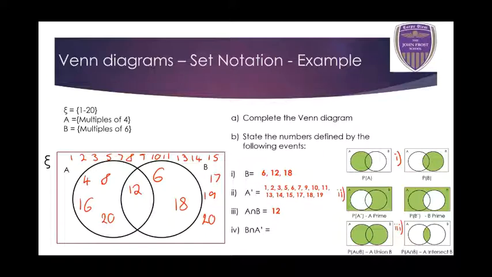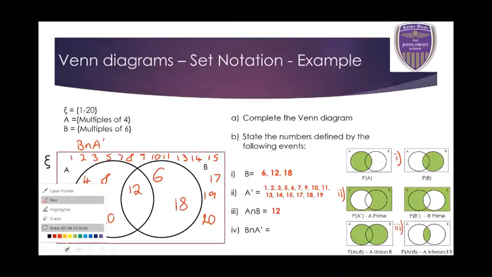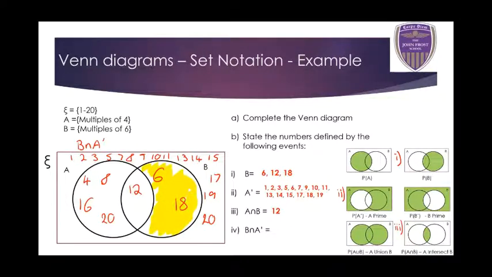And for part 4, again, this is one of those tricky ones. So let's describe now. So we've got B intercept A prime. So we're looking for B and not A. So that is only going to be this one. So it has to be within B, and it also has to be not A. So that's going to be 6 and 18. Okay, so that is B not A. B intersect not A described. Okay, so have a look at one more example.